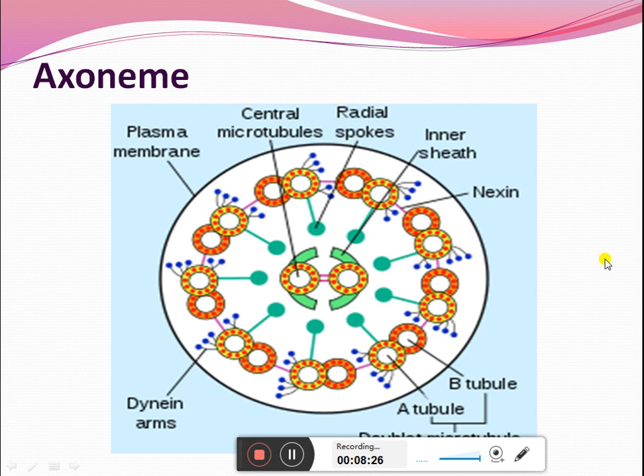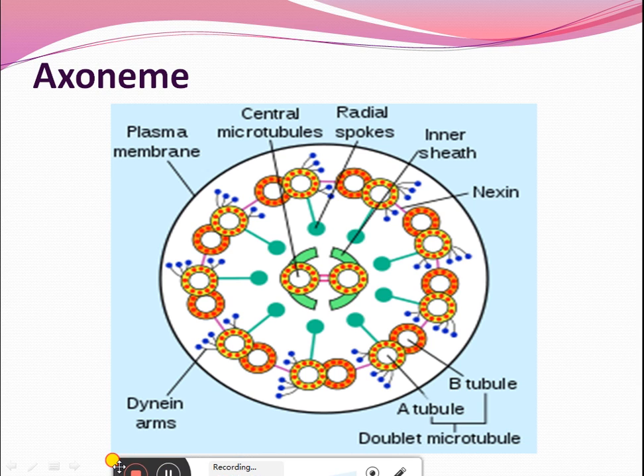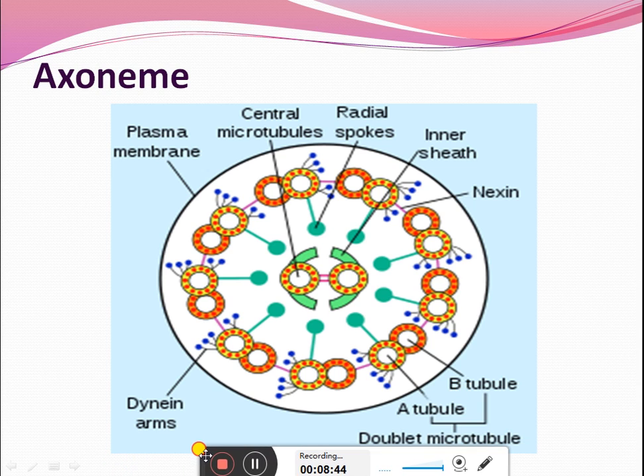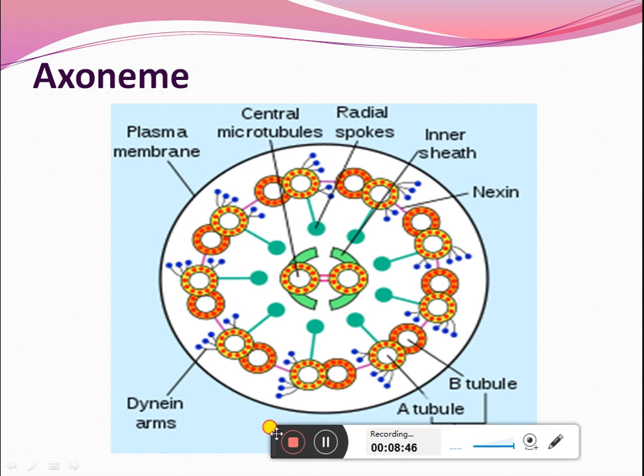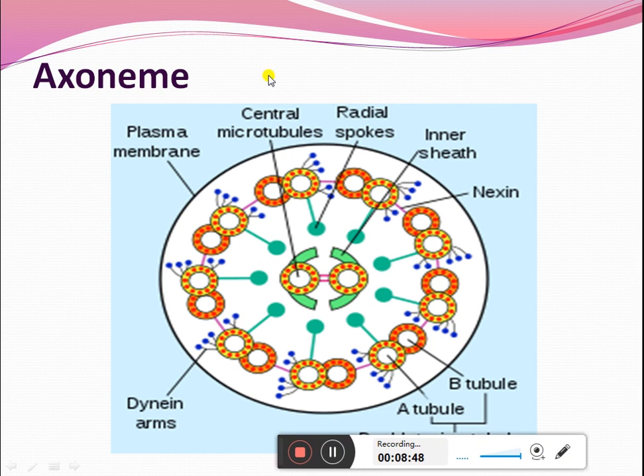This is the structure of the axoneme. Here we can see the plasma membrane, the dynein arms, and the nexin. The inner sheath, radial spokes, A tubule and B tubule make up the doublet. They are the doublet microtubules, A tubule and B tubule, and the central microtubule, all in this figure.